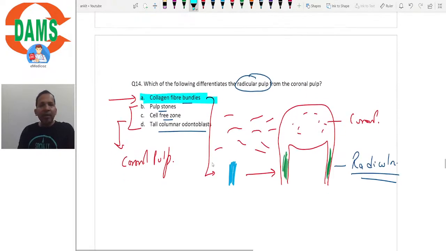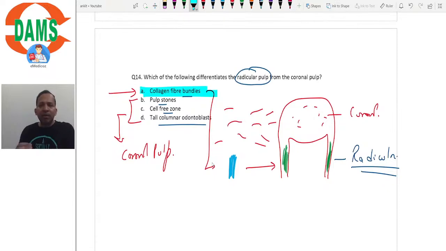And that is why in endodontics you must have studied that while extricating the pulp, you need to engage the radicular pulp and not the coronal pulp. Because if you engage the coronal pulp, the pulp will tear, right? So to prevent the tearing of pulp, we need to engage the pulp at the root, in the root, right?